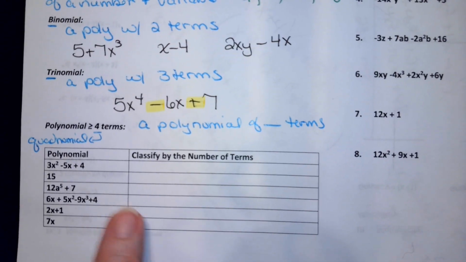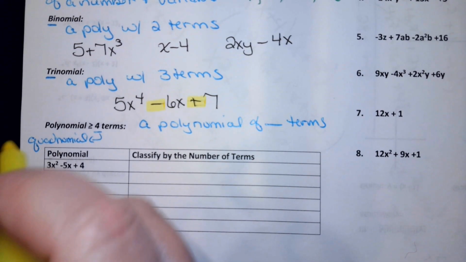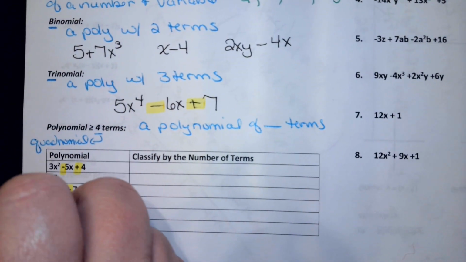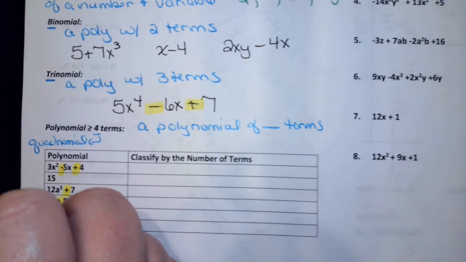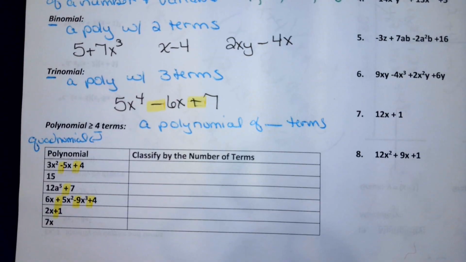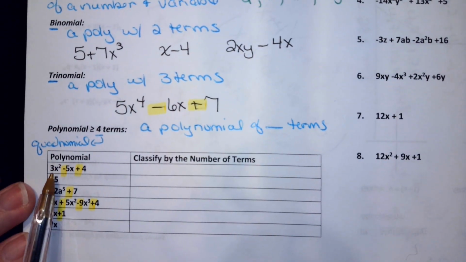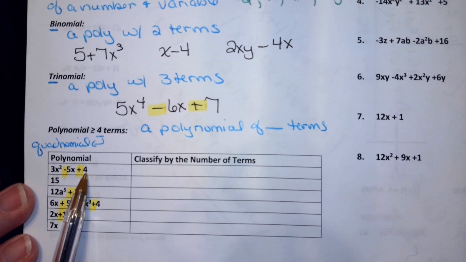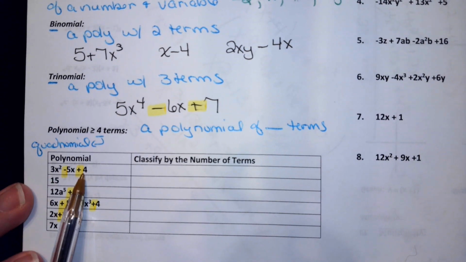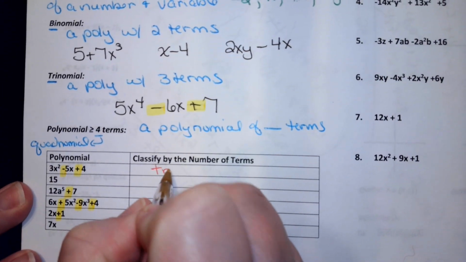So here in the chart, they're asking us to classify by the number of terms. I'm just going to come in here and highlight my addition and subtraction real quick. That's going to help us determine our number of terms. So in this first one, I've got 1 term, 2 terms, 3 terms. They're separated by addition and subtraction here. So 1, 2, 3. Since it has 3 terms, it is going to be a trinomial.